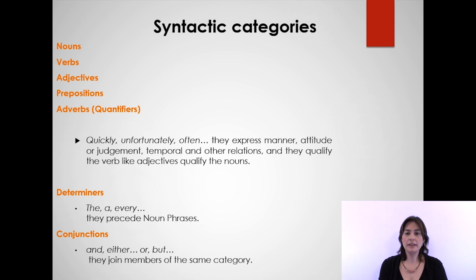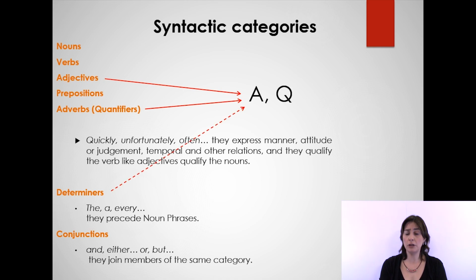Many times, syntax does not differentiate between adjectives and adverbs, and so groups them together in one overarching category called A, or Q, for quantifier. And sometimes determiners are also part of that category. What matters is clarifying what your categories are and which members compose them, so that your rules are consistent with your trees. And talking about trees, let's start with ours.